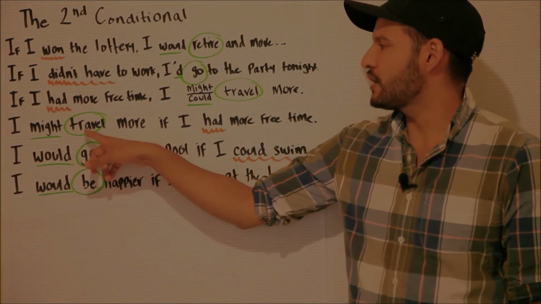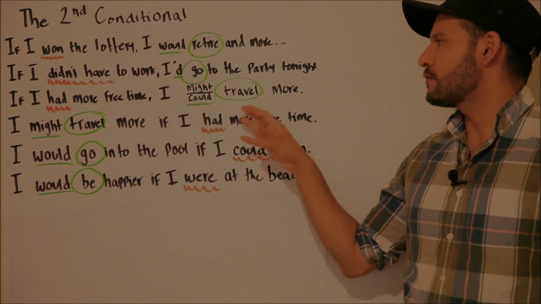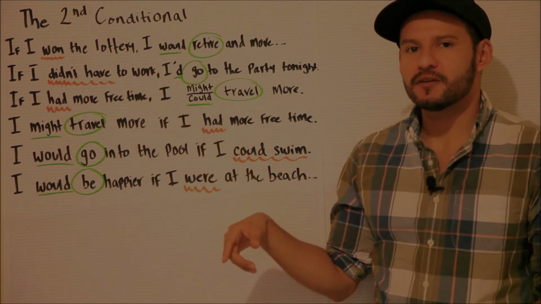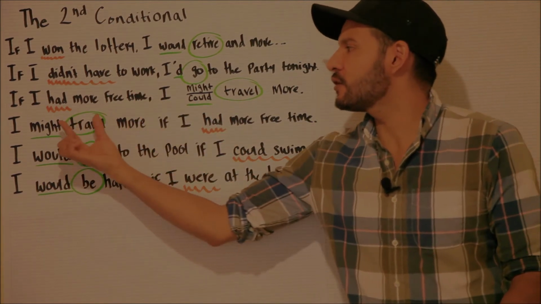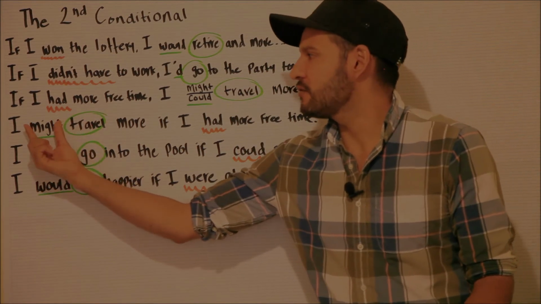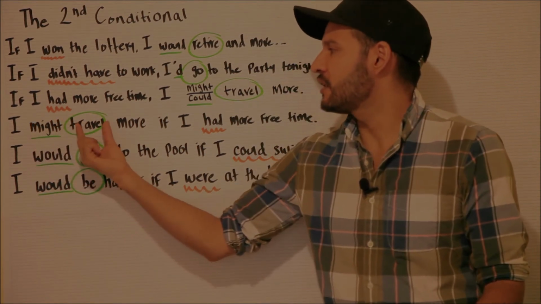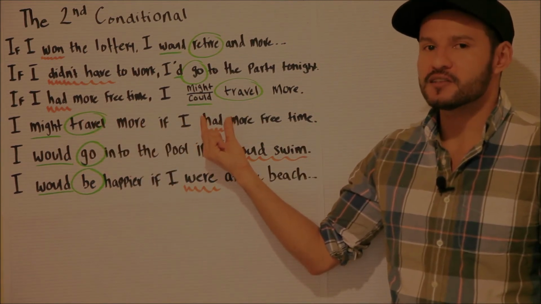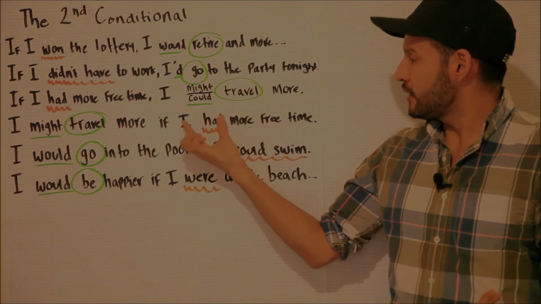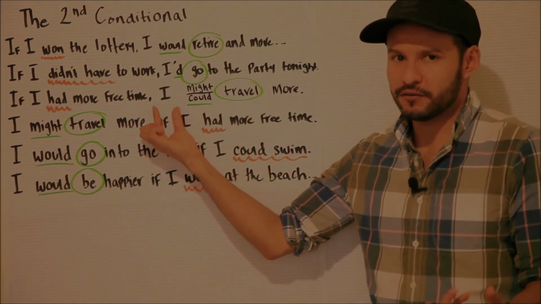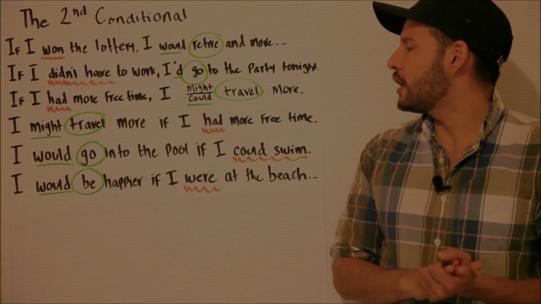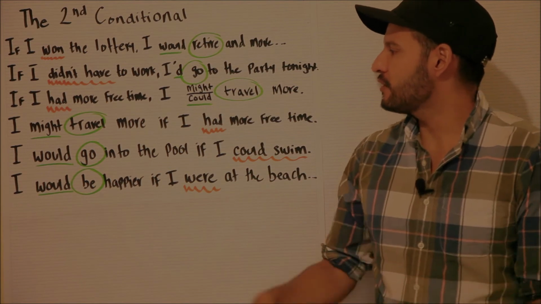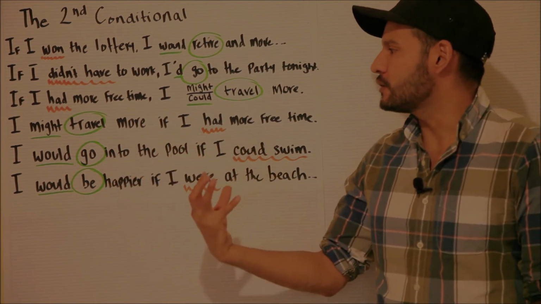So for example, I might travel more if I had more free time. It's exactly the same thing as the previous sentence. And even though the result is at the beginning, I still have the modal might in this particular example, and then a verb in the base form. And for the condition, I still have a verb in the simple past. So I know this is the condition because of the word if, but it's exactly the same thing. In the second example, I would go into the pool if I could swim.